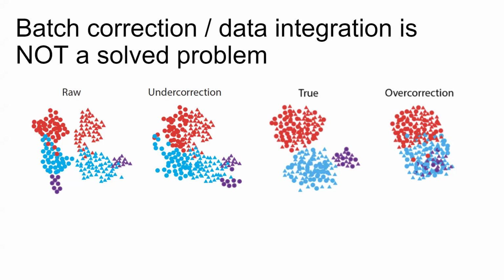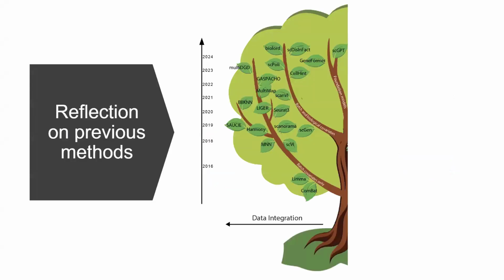Although there have been a lot of efforts trying to integrate the data sets, we usually suffer from undercorrection, where we have a partial removal of the technical variances, or overcorrection, where we actually remove a lot of useful biological signals. So now I want to take a step back and reflect on our previous efforts on batch effect correction and data integration.